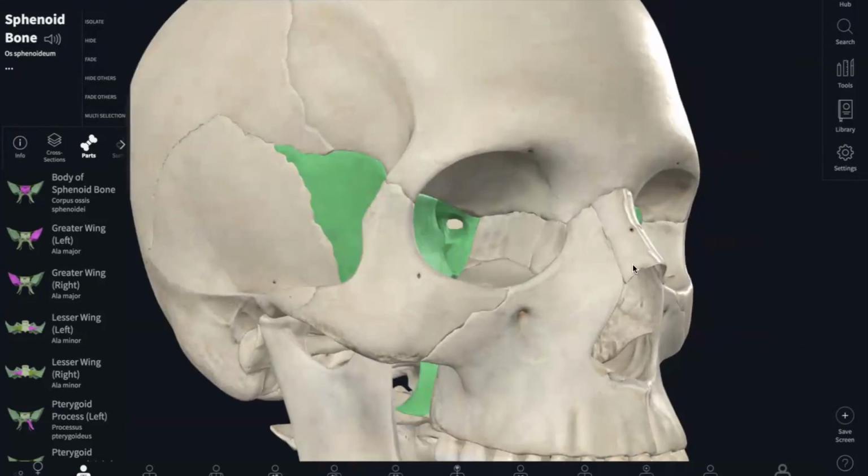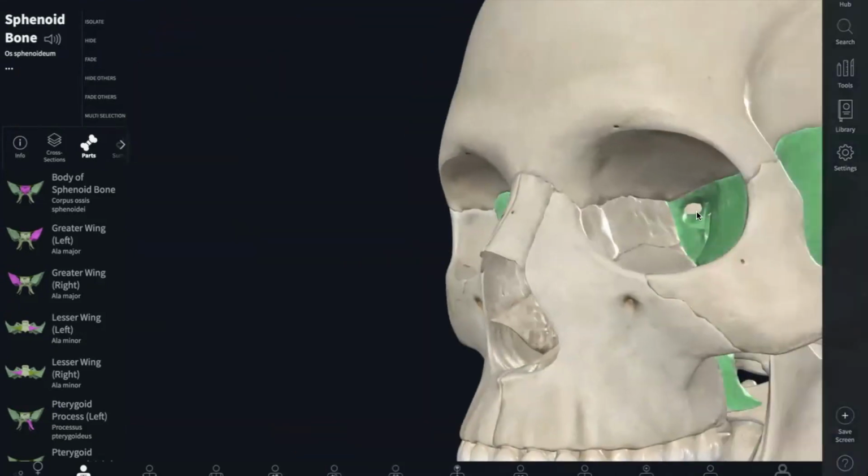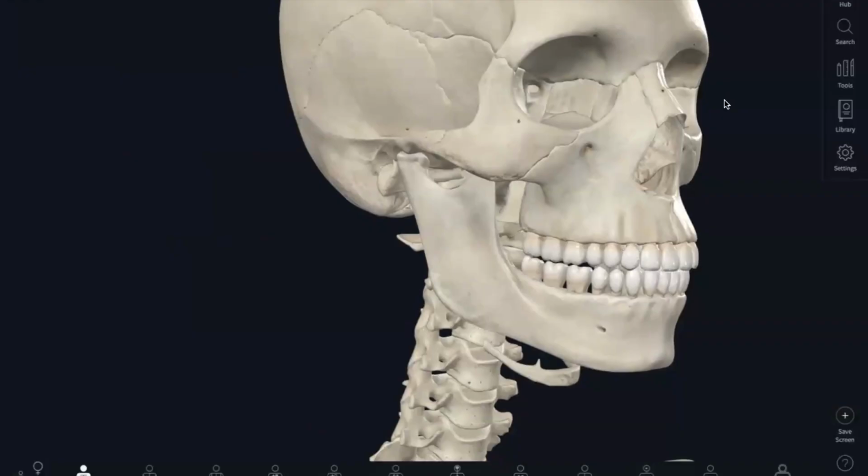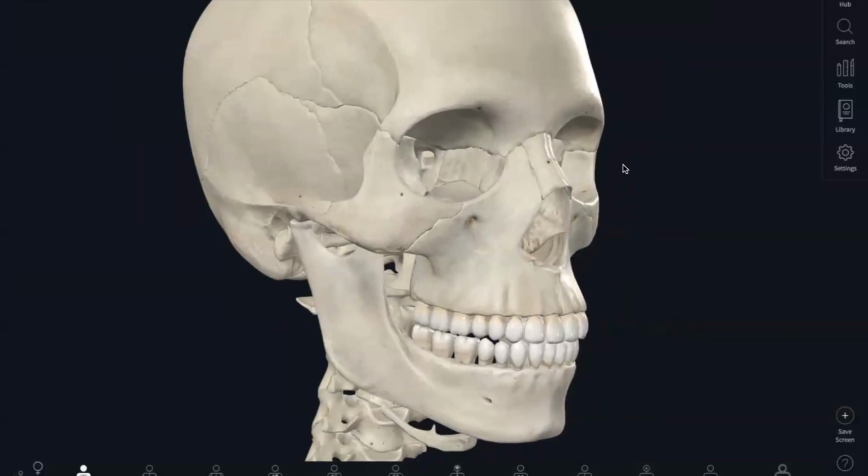And those are your optic canals in your sphenoid bone. Then there are your facial bones, which is the palatine, your lacrimal, your nasal bones, your zygomatic bones, your vomer, your inferior nasal concha, maxilla, mandible, and also not present is your hyoid bone, but I will be showing that later. So now we are looking at the markings of your facial bones.